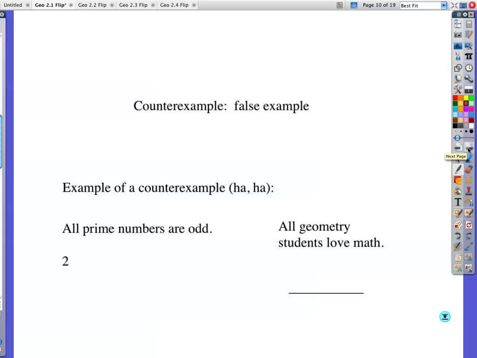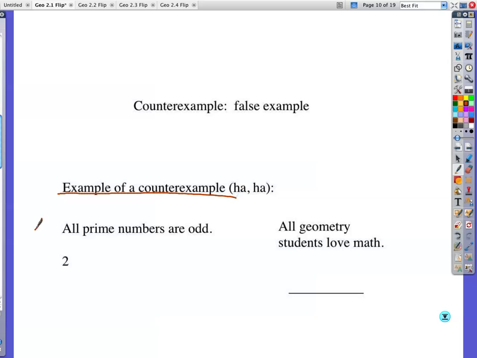Okay, a counterexample is a false example. Basically it just proves a statement false. You've probably been in a situation where you, I don't want to say argued with your parents, but had a discussion with your parents, and you tried to prove something they were saying is false, and you were actually giving them a counterexample. And this is one of my favorite lines to say here: an example of a counterexample.